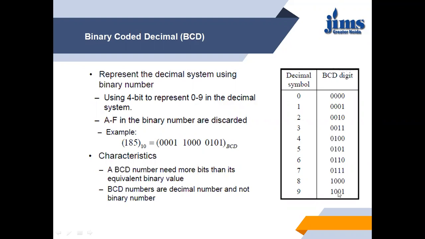9 is 1001. Now with 4 bits, as we know, we have a total of 16 combinations. So the combinations for 10, 11, 12, 13, 14, 15 are not used in BCD, and these are known as unused states. So whenever we have, suppose after 9, 10, and 10 is represented as 1010, that is not a valid BCD. That should be kept crystal clear in mind, that we have only 10 combinations in BCD, ranging from 0 to 9.